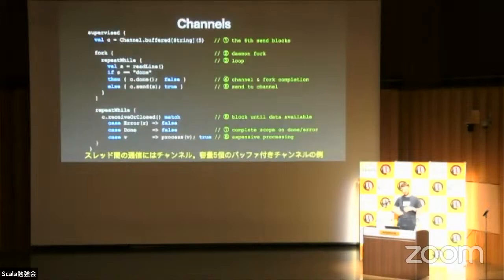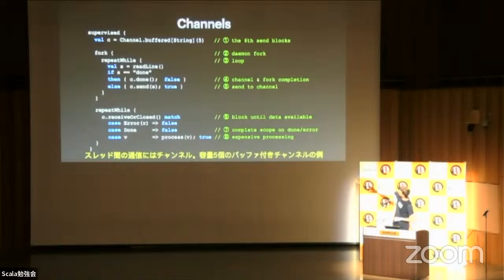Finally, we've got channels to communicate between forks, between threads. So what we are doing in this example, a channel is a data structure quite similar to a queue. So we are creating a buffered channel with the capacity of 5. So the 6th send will actually block, given that there are no receives. Blocking is completely fine because we are using virtual threads, right? So what once was actually forbidden in Scala, you cannot block a thread, now is allowed. Because we are using virtual threads, you can create as many virtual threads as you want.